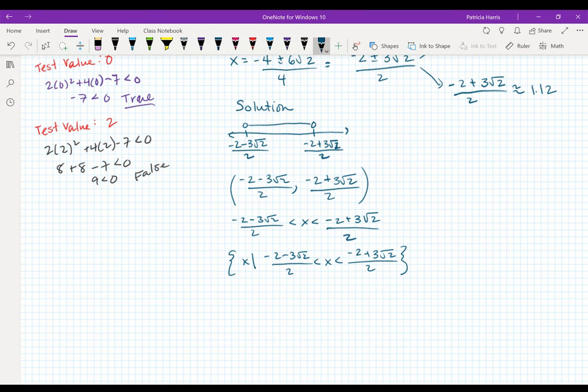Okay, again, this is solving a quadratic inequality using the quadratic formula. Okay, the next one we're going to do is we're going to solve it graphically, so we're going to be using Desmos to help us out. All right, wait for the next video.